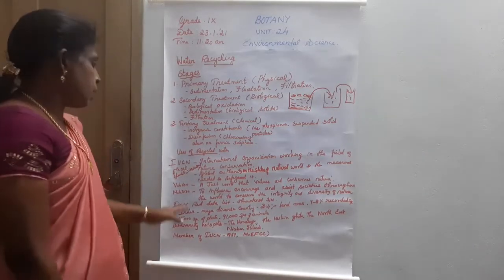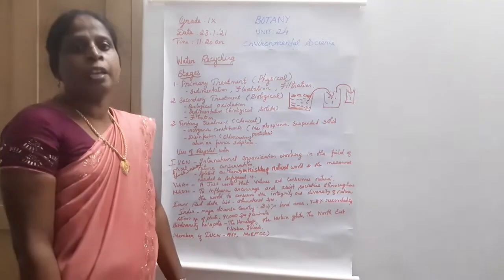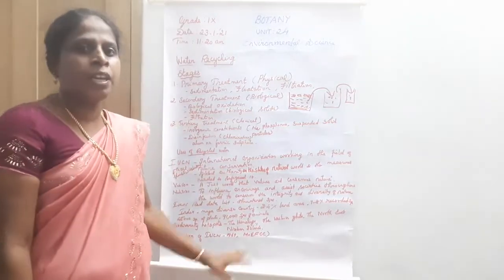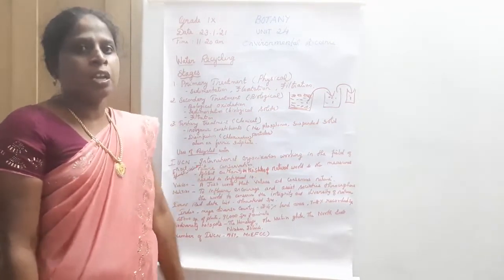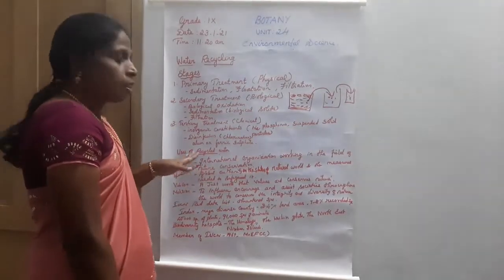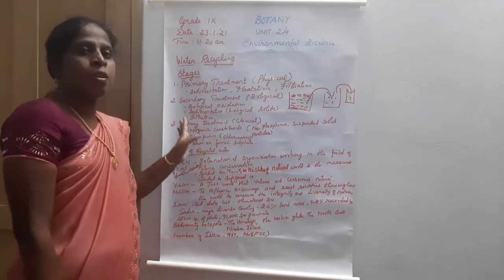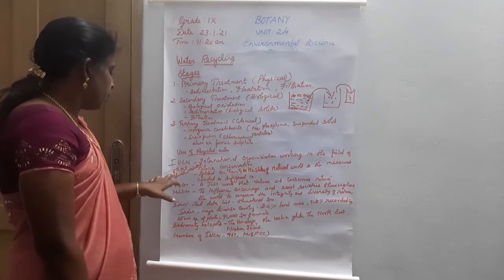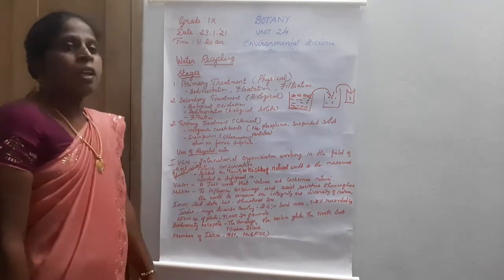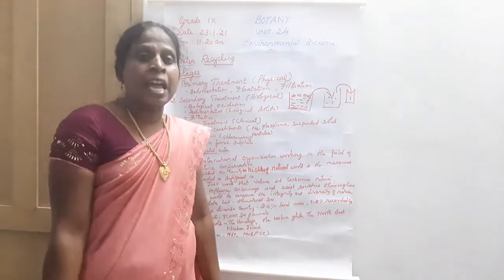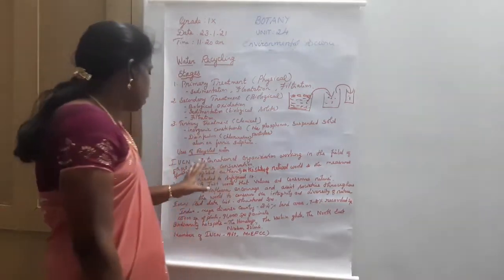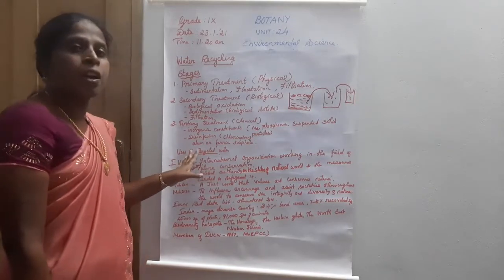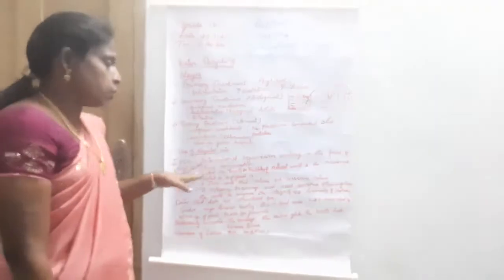So the next one is IUCN. What is IUCN? It means International Union for Conservation of Nature and Natural Resources. See here, this IUCN was first founded on 5th October at Gland in Switzerland.